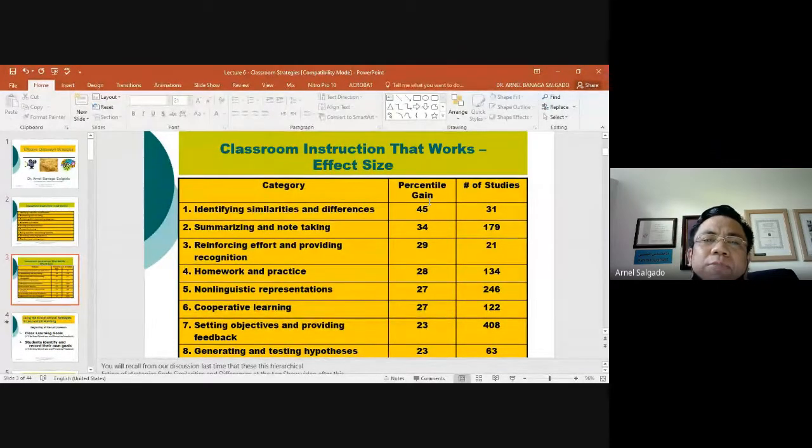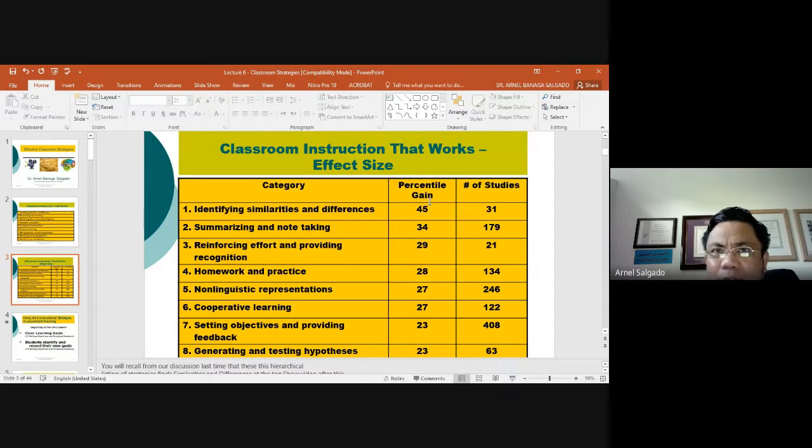So a little bit on number 1, the most common, the highest: identifying similarities and differences among all the researches that were conducted. This ranked number 1. So 45% actually would guarantee that there is learning. We cannot actually guarantee 100% learning inside the classroom.